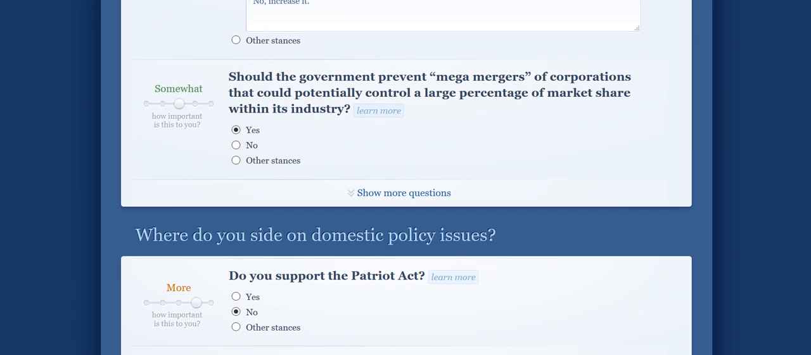Okay, should the government prevent mega mergers of corporations that could potentially control a large percentage of market share within its industry? I said yes, and the reason is very simple. You need competition. Sorry, I know I keep drinking in mid-sentence. You need competition. This is why we have antitrust laws. So antitrust laws kick in when there's no longer fair play and fair competition.